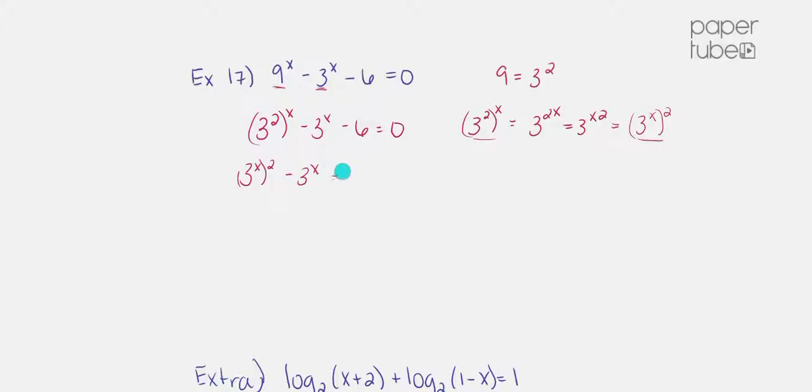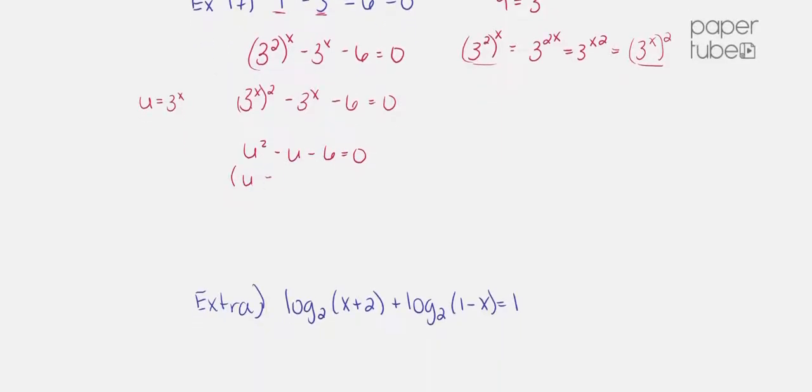Now the reason I did that was because now we actually have something that's quadratic. There's a term that's squared, a term that's not squared, and then a constant. So I'm going to use u substitution just to make that quadratic factoring look a little more pleasant. If you can do this without the substitution, you are welcome to do that. U squared minus u minus 6 equals 0, and this is definitely factorable.